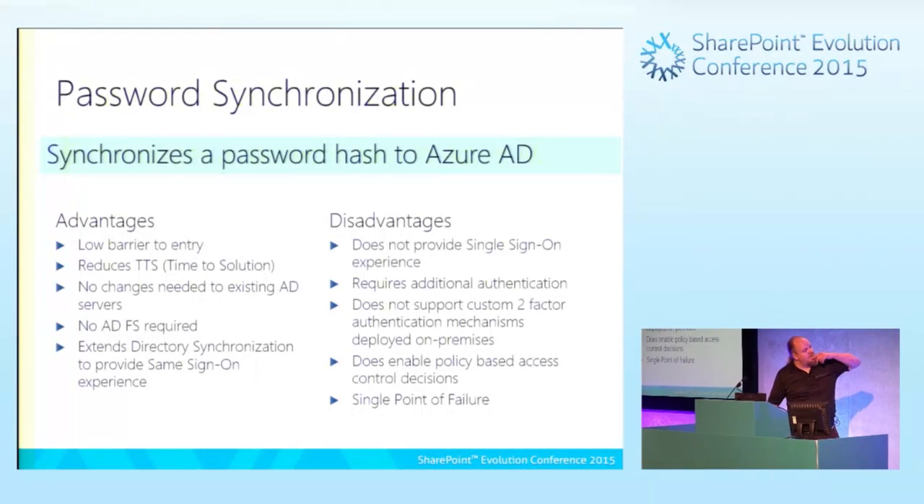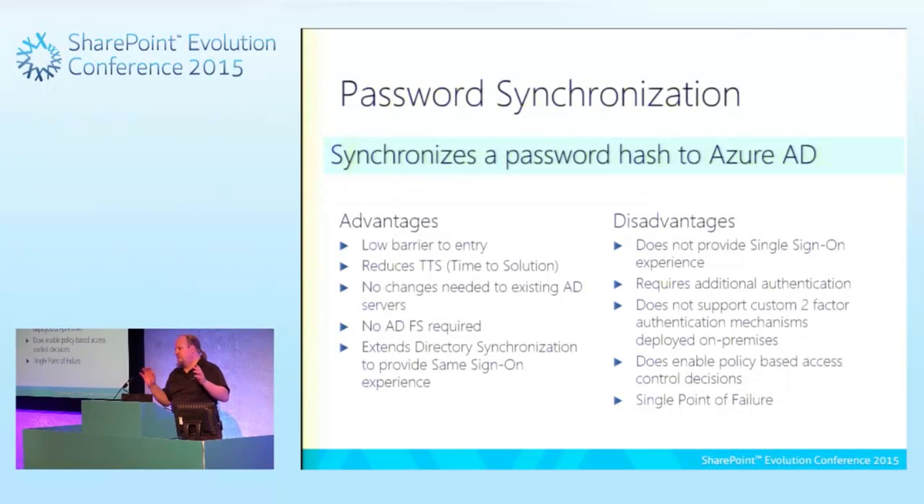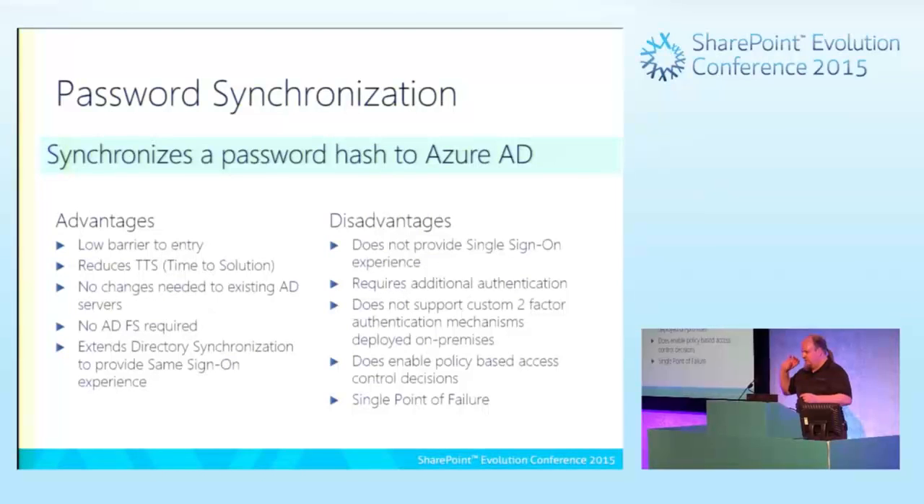Some of the disadvantages, again: it is kind of a single point of failure, in the sense that if my password sync is failing, then no change notifications will be replicated to the cloud. But again, it's quite easy to make this resilient, because you would just have another DirSync machine that you would enable and sync across if there's an issue.